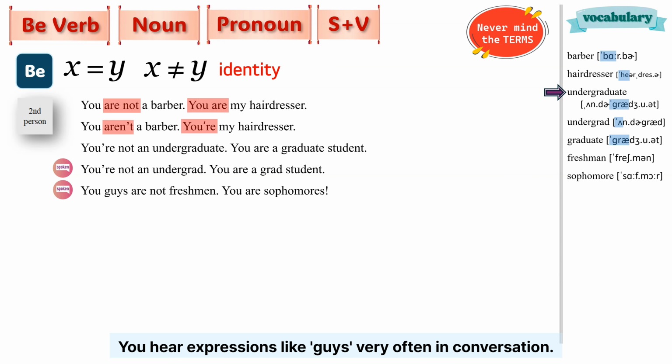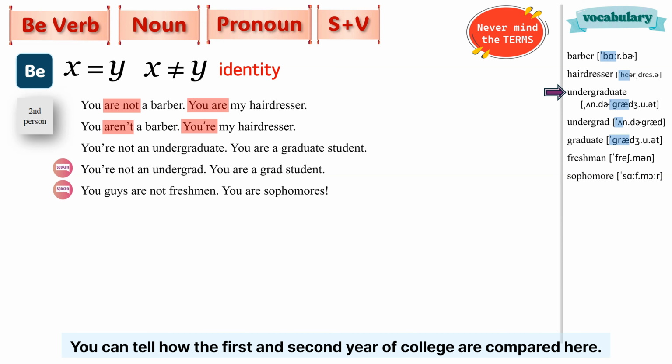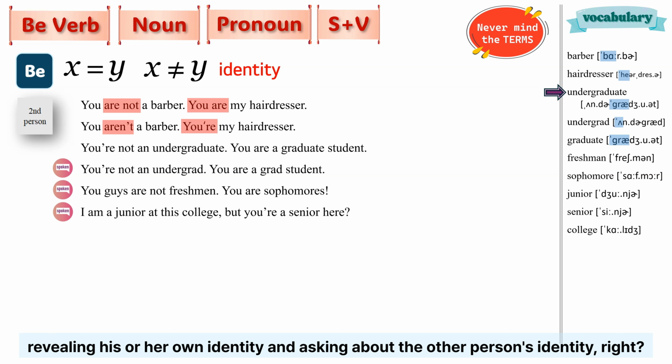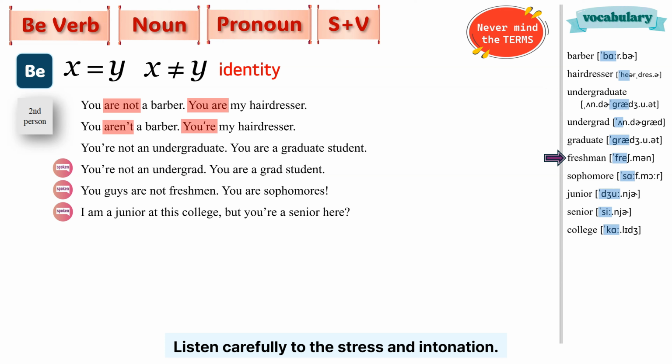You hear expressions like guys very often in conversation. It is mainly used to show friendliness. If we translate this sentence literally from its origin, it says, you are not fresh students, you are book smarts. You can tell how the first and second year of college are compared here. I am a third-year student at this school, but are you a fourth-year student? Revealing his or her own identity and asking about the other person's identity, right? Listen carefully to the stress and intonation. You guys are not freshmen. You are sophomores. I am a junior at this college, but you're a senior here?